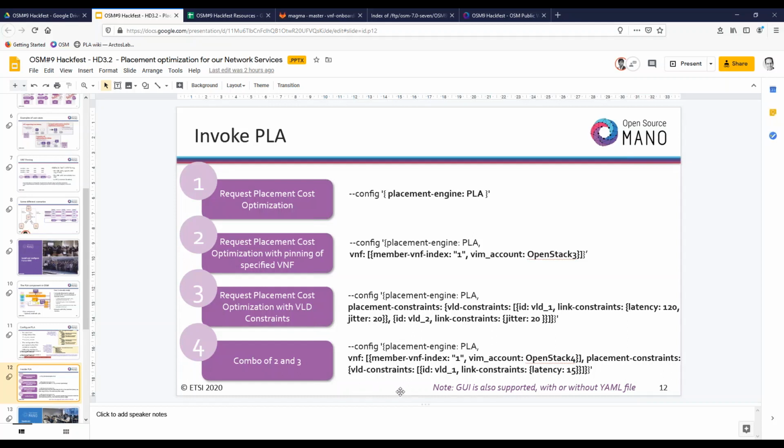And then, of course, you can do this from the GUI as well, with or without a YAML file. As Felipe pointed out, it's a lot easier to actually have a file, so you get all the bits in the right places.